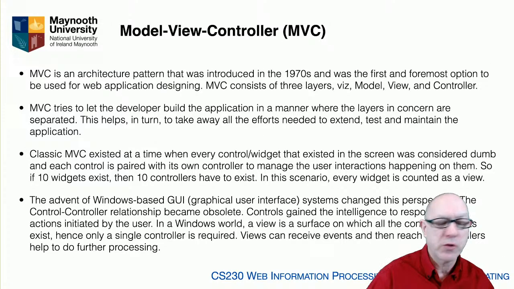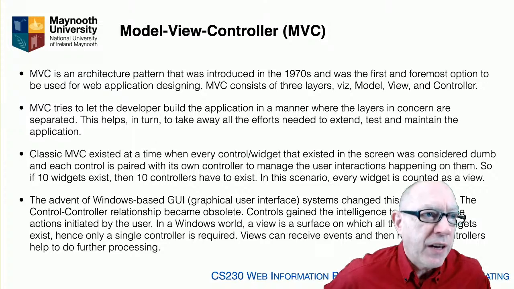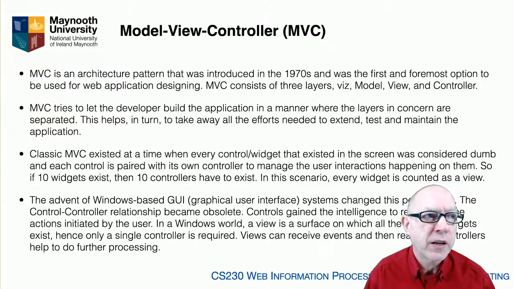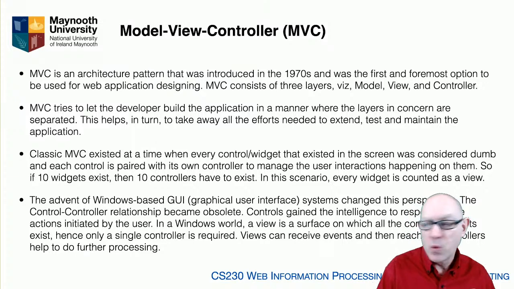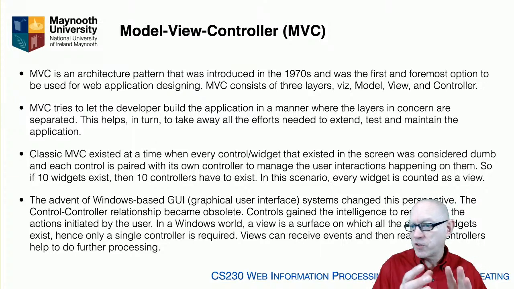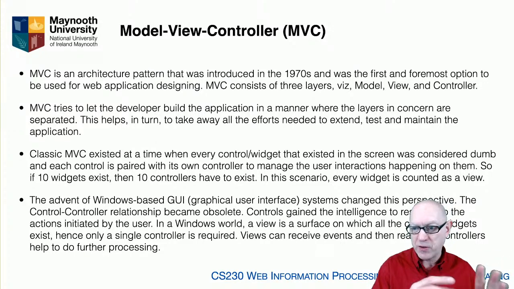Okay, so let's look at Model View Controller then. That's an architectural pattern that was introduced in the 1970s, and it was first and foremost adopted for use in web applications. So MVC has three layers: the model, the view, and the controller, unsurprisingly. And it tries to let the developer build an application in a manner where the layers of concern are separated. So it helps in turn to take away all the effort needed to extend, test, and maintain the application.